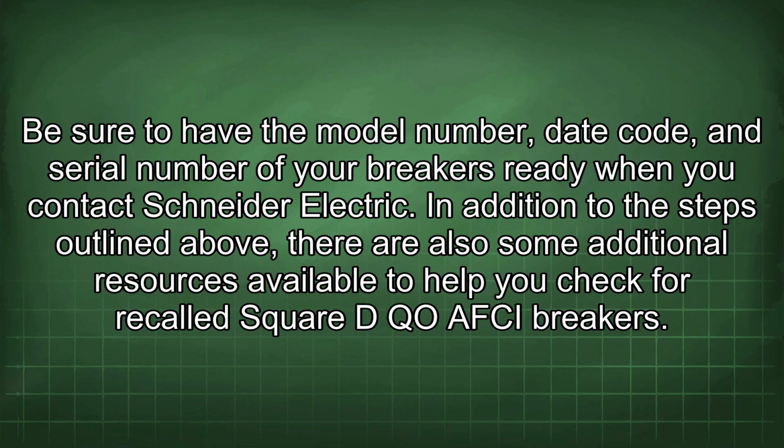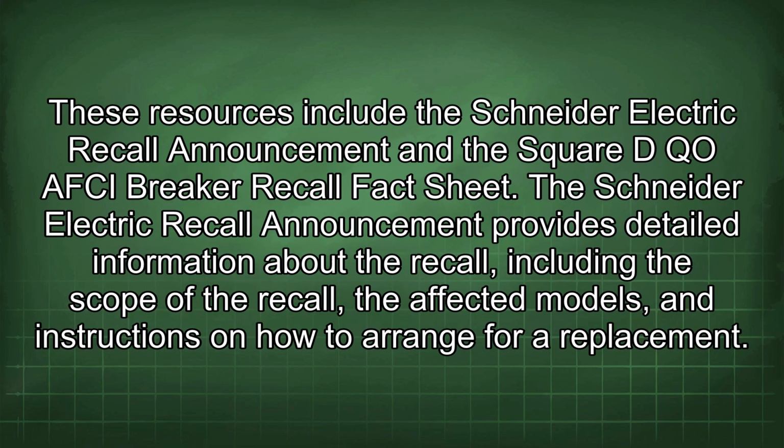Be sure to have the model number, date code, and serial number of your breakers ready when you contact Schneider Electric. In addition to the steps outlined above, there are also some additional resources available to help you check for recalled Square D QO AFCI breakers. These resources include the Schneider Electric recall announcement and the Square D QO AFCI breaker recall fact sheet. The Schneider Electric recall announcement provides detailed information about the recall, including the scope of the recall, the affected models, and instructions on how to arrange for a replacement.